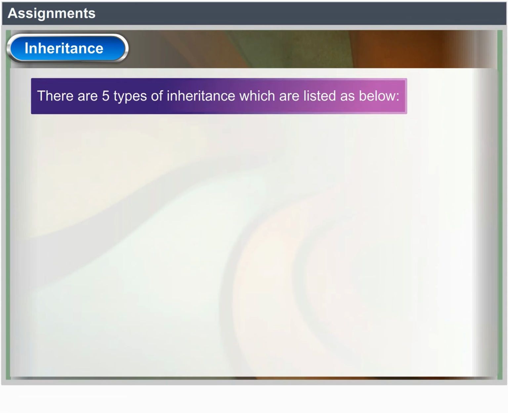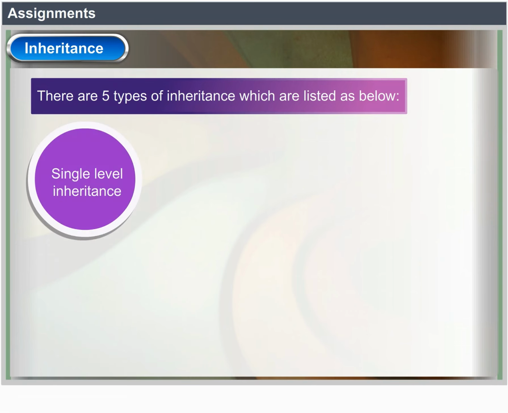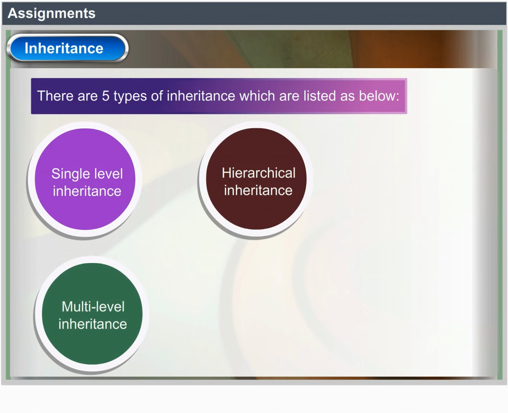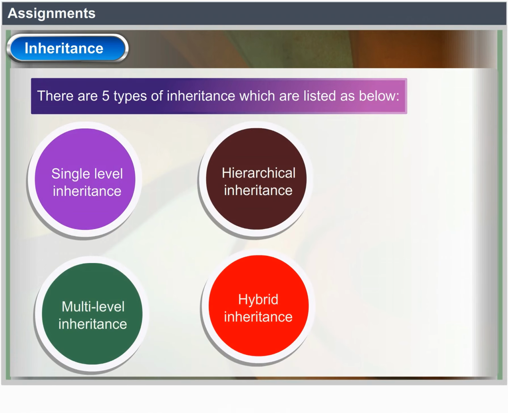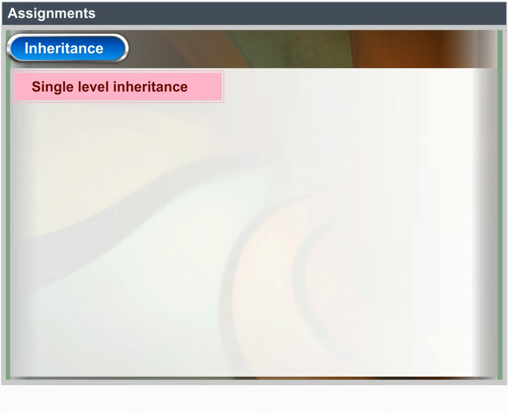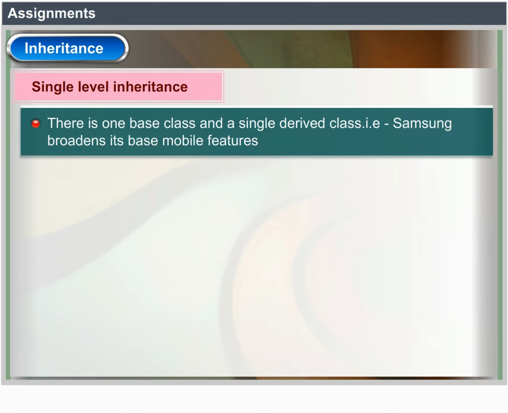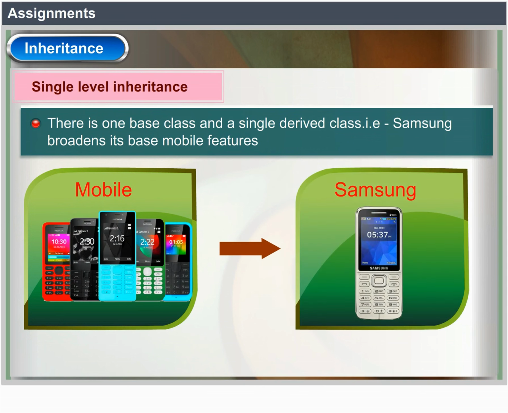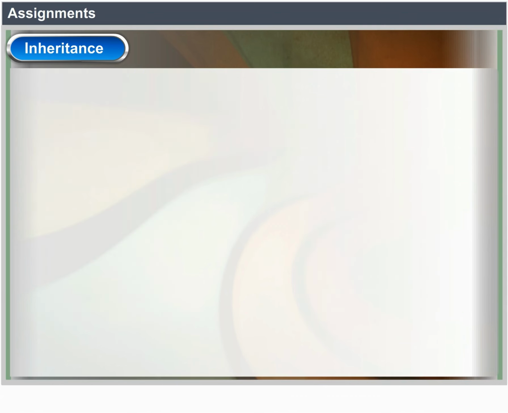There are 5 types of inheritance which are listed as below: single level inheritance, multi-level inheritance, hierarchical inheritance, hybrid inheritance, and multiple inheritance. Single level inheritance: there is one base class and a single derived class. That is, Samsung broadens its base mobile features.